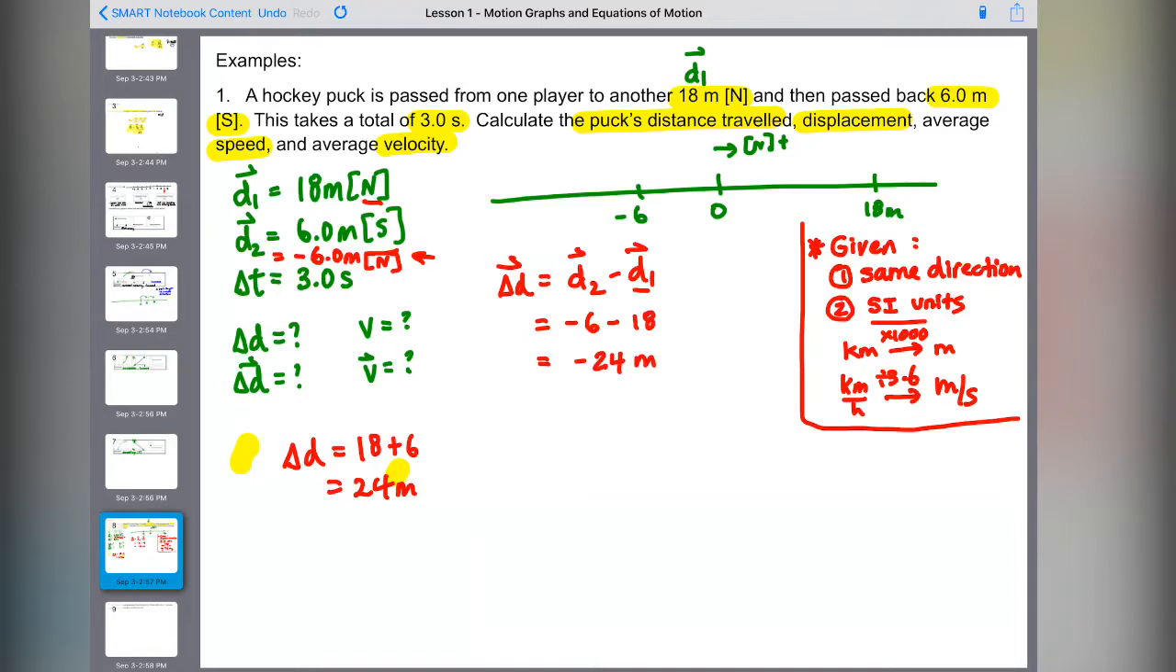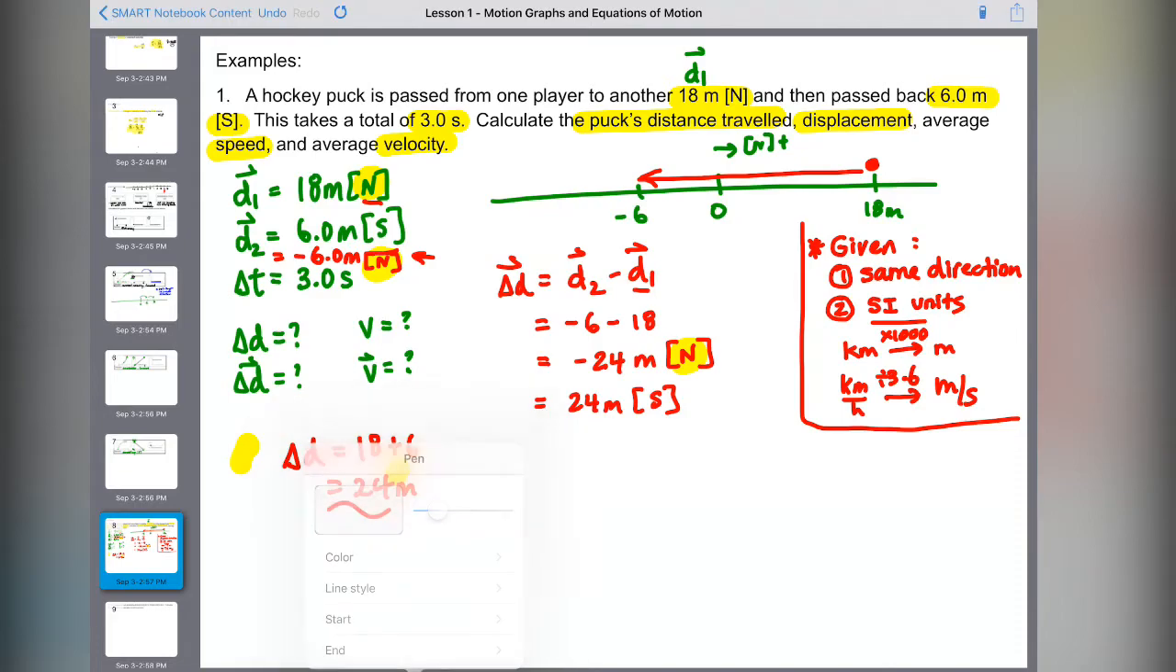I write the unit down and be careful. If north is the direction that we have, then that means in my answer, it's also going to be north. So you can leave it as negative 24 meters north. That's not wrong. Or if you're actually understanding it, I started at 18 and I traveled this way. Does it make sense that I've also traveled 24 meters to the south? So it's up to you. Both are okay.